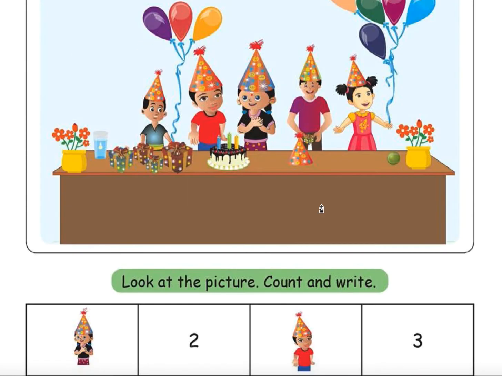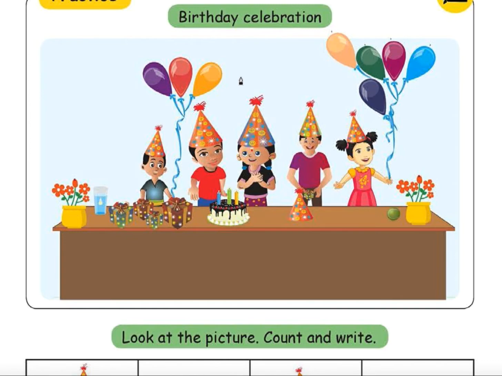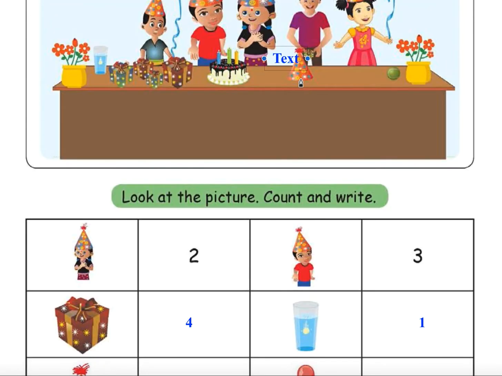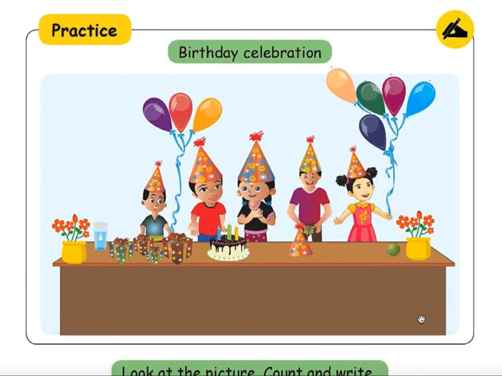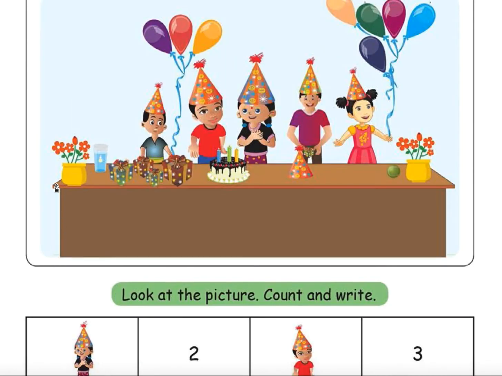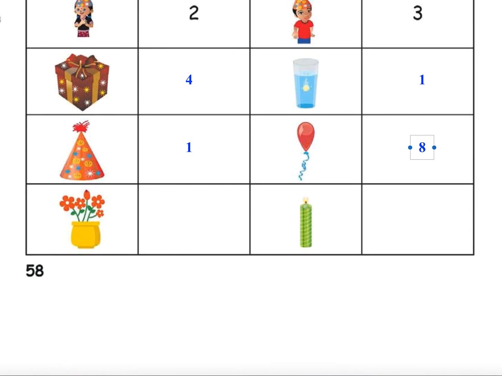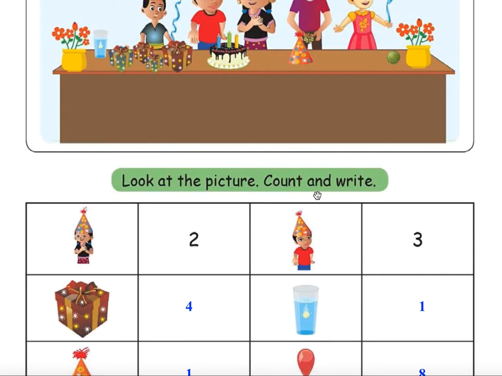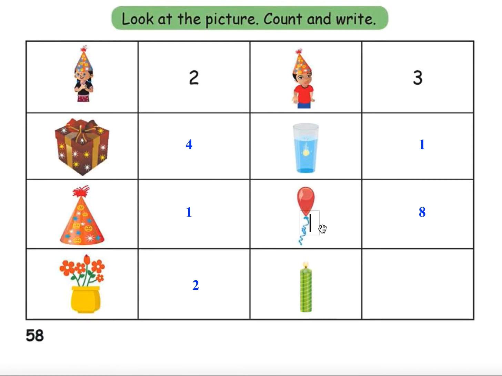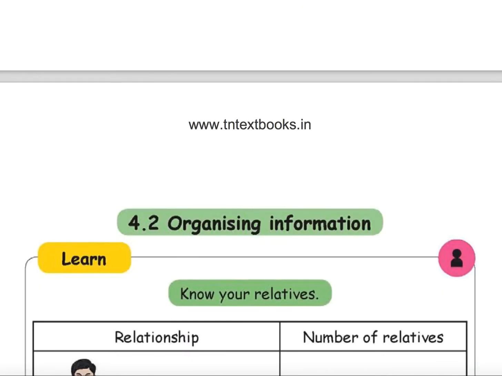What about balloons? Balloons, one, two, three, four, five, six, seven, 8. Here, 8. Is that correct? Yes. 5 plus 3, 8. 8 balloons. Flowers, flower vase, 1, 2. There are 2 flower vases. Candles, 1, 2, 3. On the cake you can see 3 candles. Okay, what we did, we just counted and wrote.